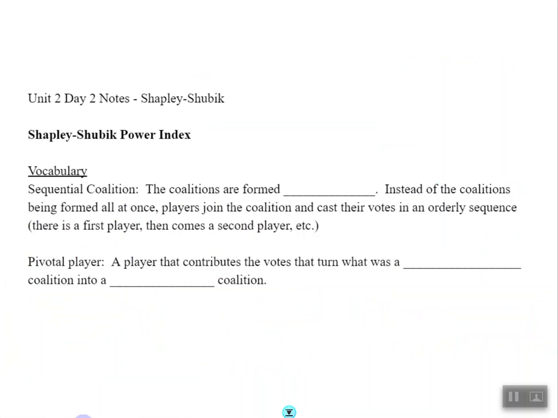So, key things about the Shapley-Shubik Power Index. In this situation, we are going to look at sequential coalitions. Coalitions are formed in order, instead of the coalitions being formed all at once. The players will join the coalition and cast their votes in an orderly sequence, so there is a first player, second player, third player, etc.